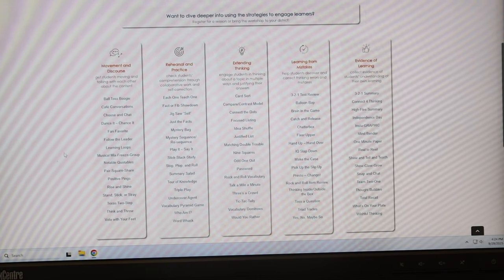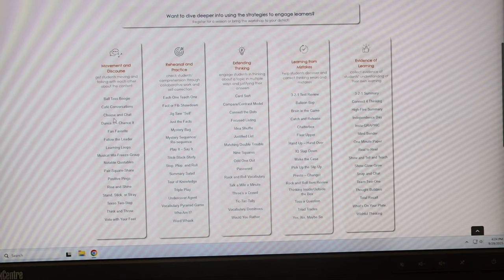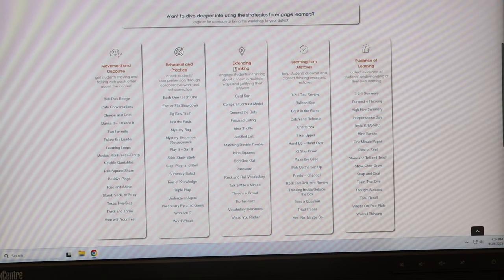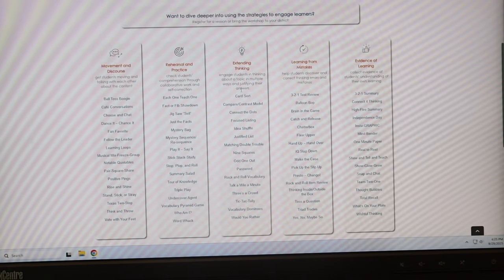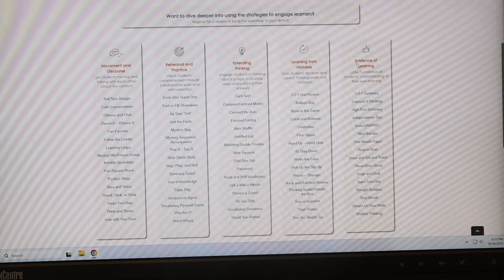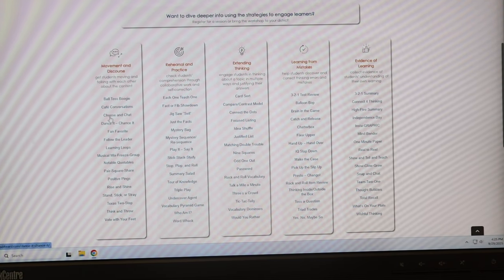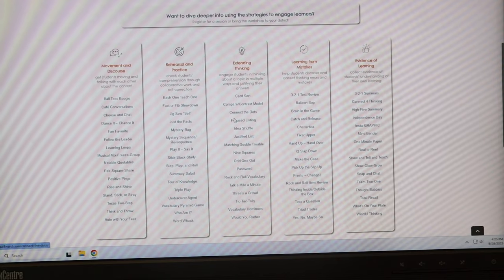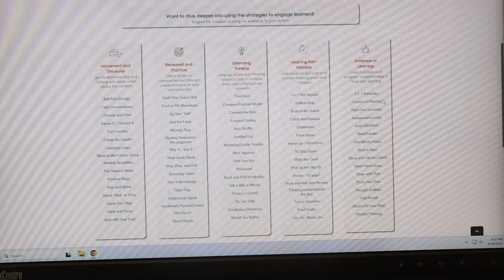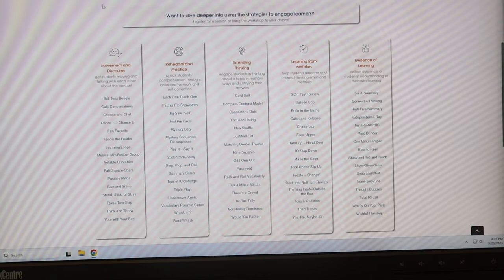If you need extra help for movement and discourse, you have all of these activities that you can do with your students. If you need rehearsal and practice, you have all of these. If you need extending thinking questions for the students, you've got all of these. Learning from mistakes, you've got all of these. Evidence of learning, you've got all of these. These are just ways to get more information from your students to truly dig deep and figure out where the misconception is. So I love this with my whole entire heart.